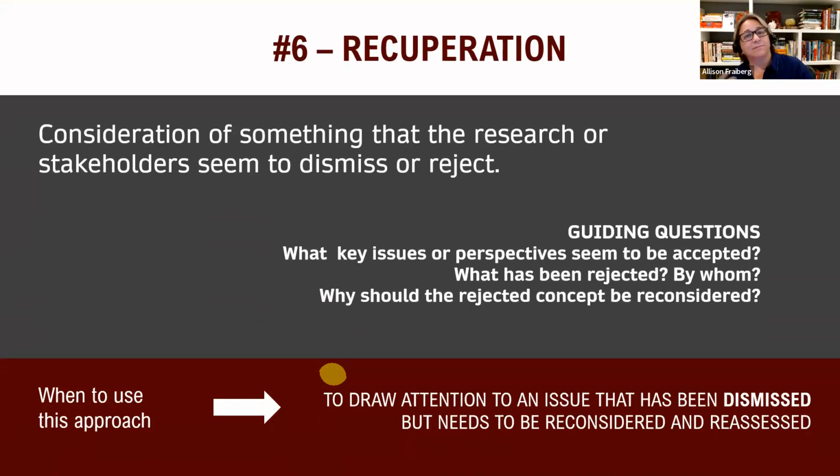Number 6, it's not about leaving something out. It's not about bringing into the conversation an assumption that everybody's been making. This one is about recuperating an idea that has been dismissed. So all those voices, all the conversations that have happened, they're all clear and they're all in agreement about dismissing some sort of idea. But you're coming to the table and you're saying, wait a minute, idea X, which has been dismissed, we really need to recuperate that. We really need to reconsider it because it's changing the landscape of what we're analyzing.